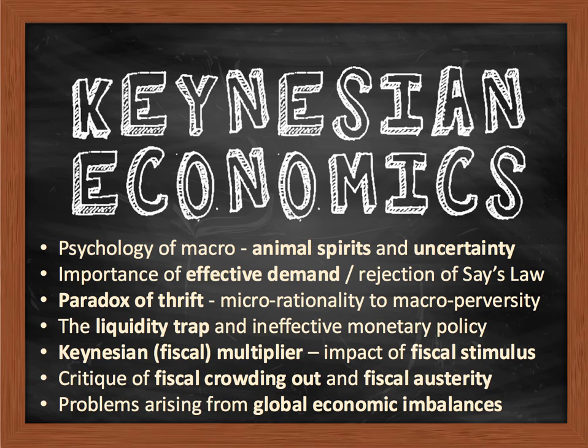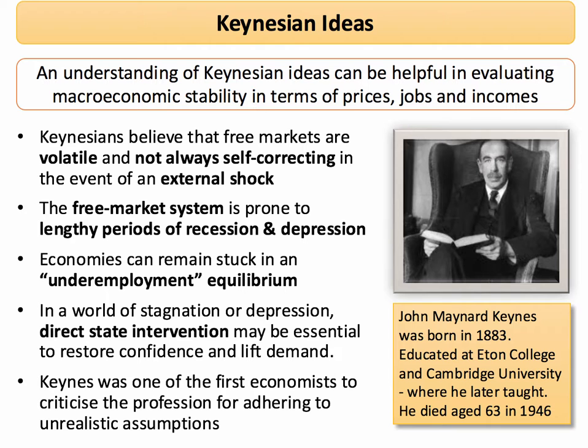What I'll try to do in this session is take you through perhaps 5 or 6 of these key ideas: the importance of psychology and animal spirits, effective demand, paradox of thrift, liquidity trap, the multiplier, the critique of fiscal austerity, and Keynes's views on global imbalances. Of course, whenever you're ready, you can press the pause button in the video so you can take a note or two, or take a few moments to think about what we're looking at.